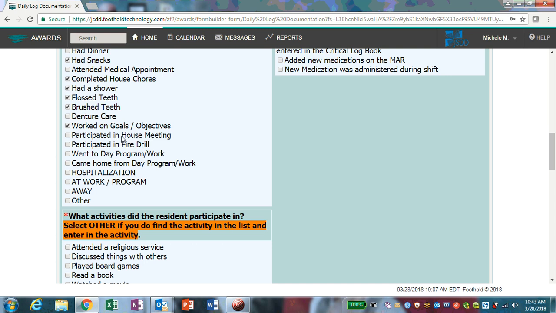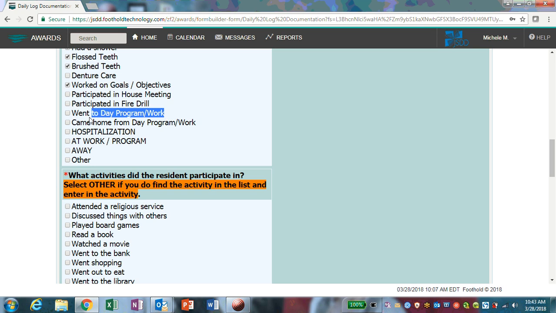I'm not sure if there was a house meeting, but if you had a house meeting, you're going to document participate in house meeting. If you had a fire drill, participated in fire drill. Went to day program. Some of our individuals work on weekends, so that's where this would apply.